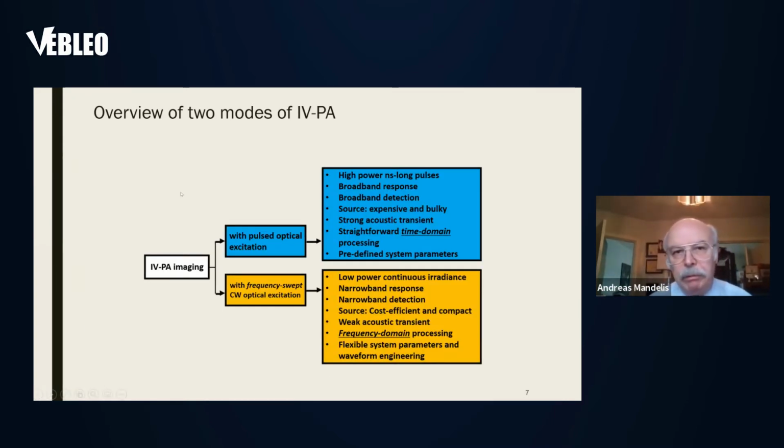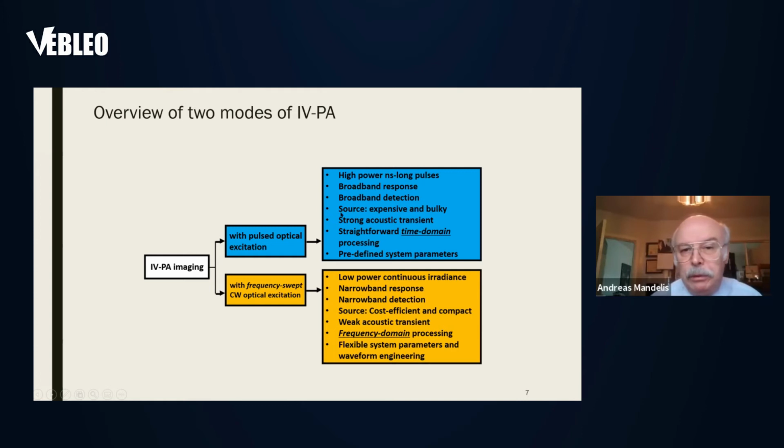So if you look at the overview of these two modes of intravascular photoacoustics, what we have in the pulse excitation, the advantages are high power nanosecond long pulses, a broadband response. These are very narrow spikes, optical spikes. So they have, in the Fourier sense, a very wide frequency response. Therefore, you have a broadband detection. You can see signals at very fast times and at slower times.